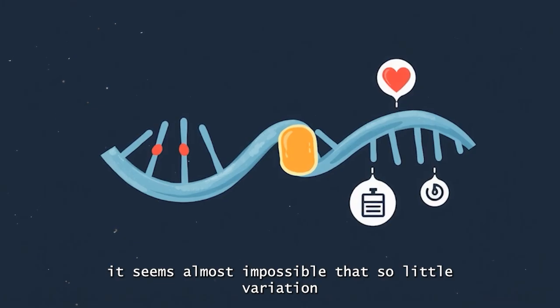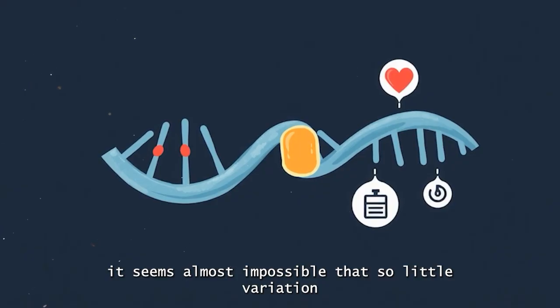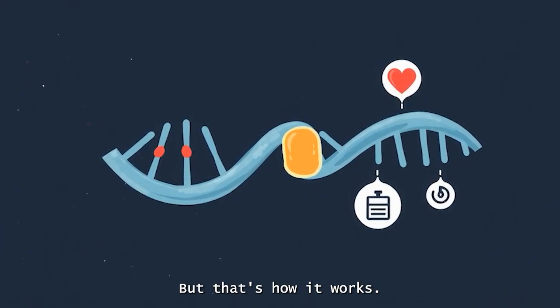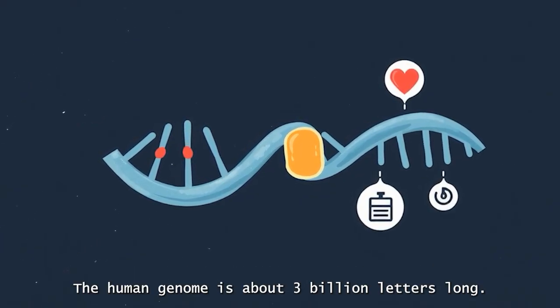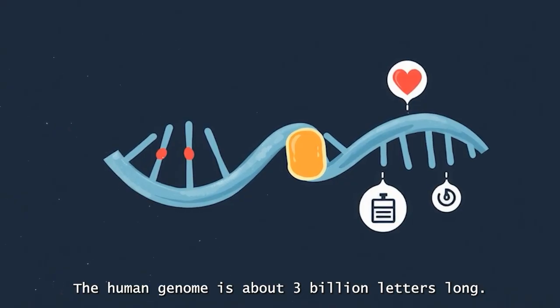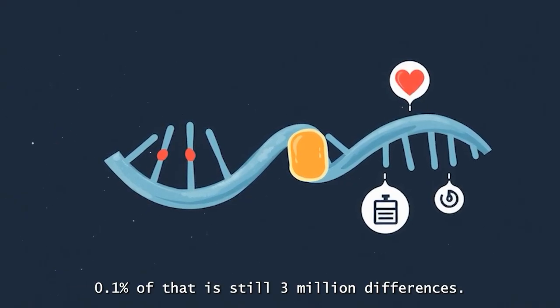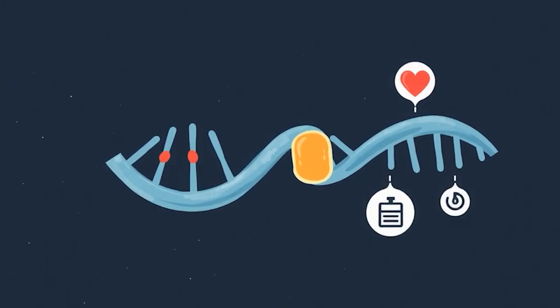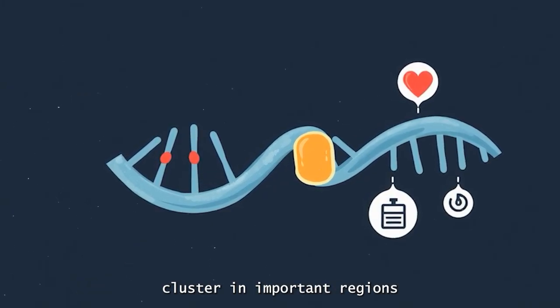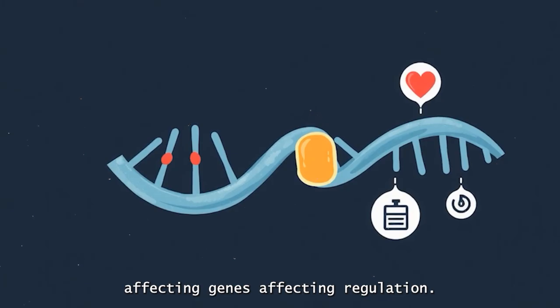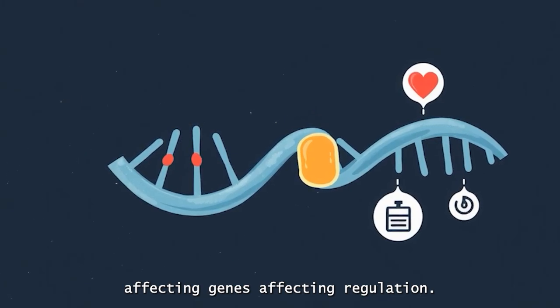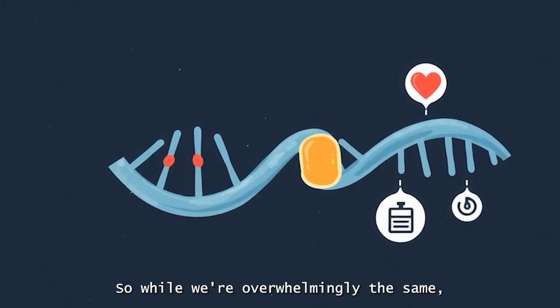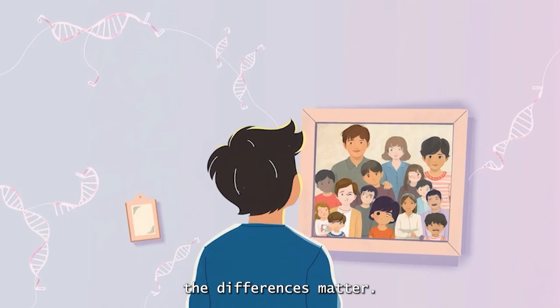It seems almost impossible that so little variation can produce so much diversity, but that's how it works. The human genome is about 3 billion letters long. 0.1% of that is still 3 million differences. And many of those differences cluster in important regions, affecting genes, affecting regulation. So while we're overwhelmingly the same, the differences matter.